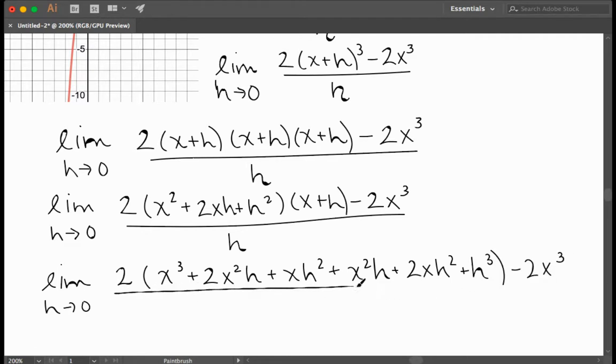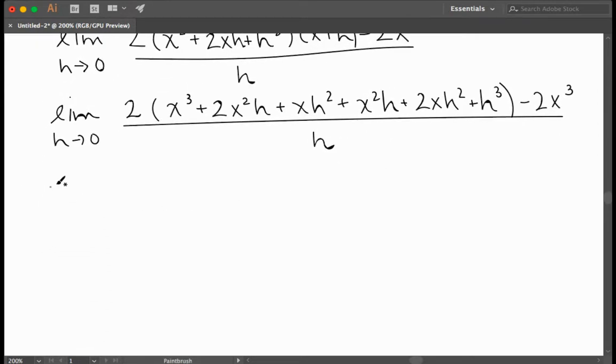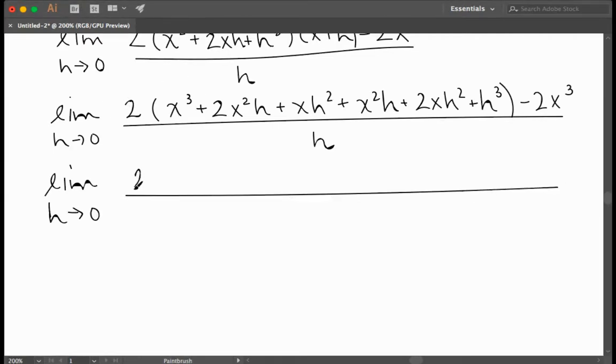And again, I'm using the distributive property if you need to make an area model or draw some arrows. All right. And again, my goal here is I'm still trying to find the limit as h approaches 0, but I want to see if I can algebraically get rid of that h in the denominator. So now if I distribute the 2, 2x cubed plus 4x squared h plus 2xh squared.